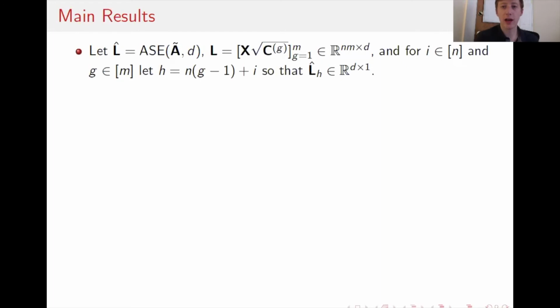We'll also let i be some integer in 1 to n and g be some integer in 1 to m. And we're going to let h be equal to this combination. So this will pick out the row of L hat that corresponds to the ith node in the gth graph. And we'll just write that as a column vector, so that it exists in R^d.